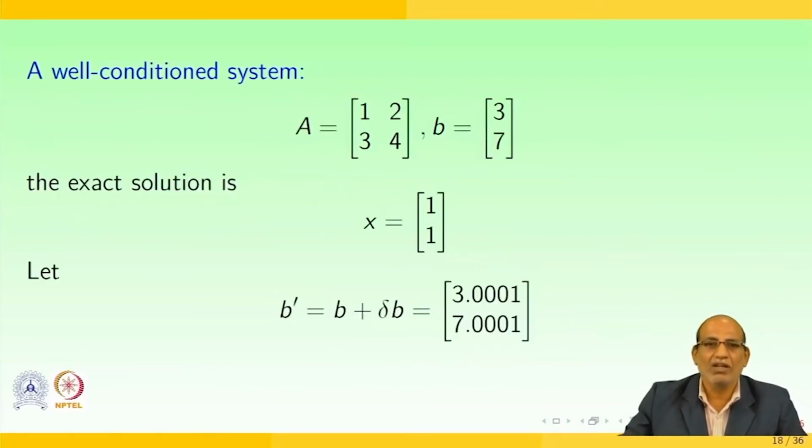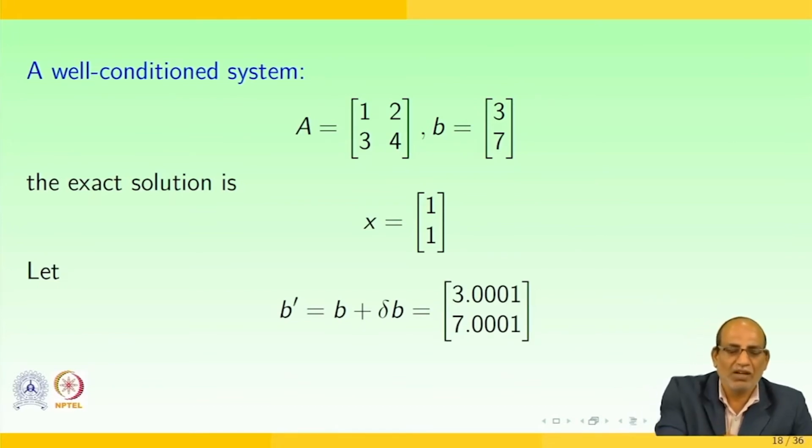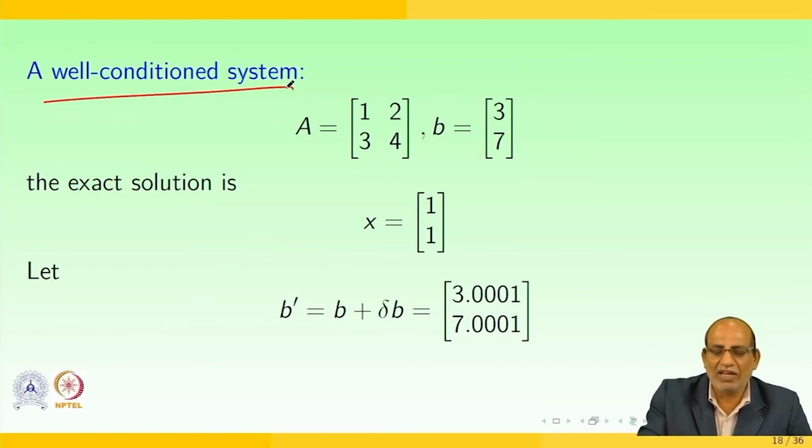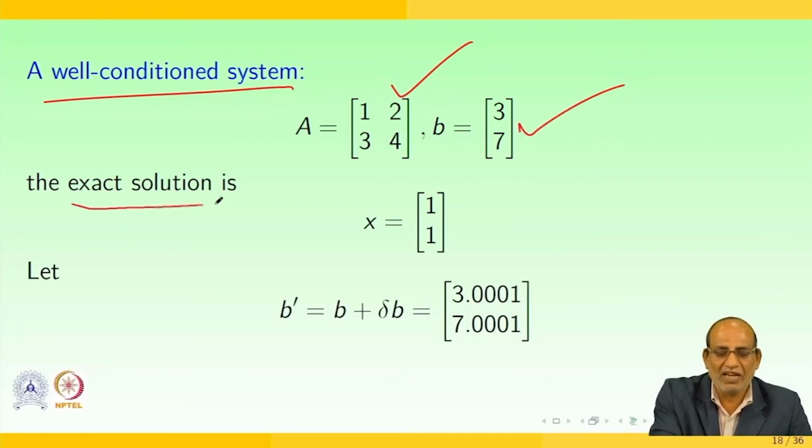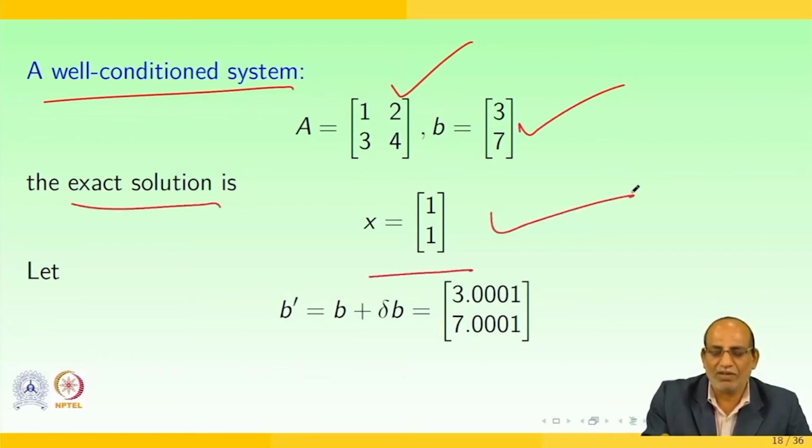Now let us get back to the well conditioned system, because we were talking about the condition number, ill conditioned and well conditioned. So we should get familiar with how the system looks and what the instances are to find better approximations. A well conditioned system: look at here, this is the coefficient matrix, this is the vector B. The exact solution turns out to be 1, 1.